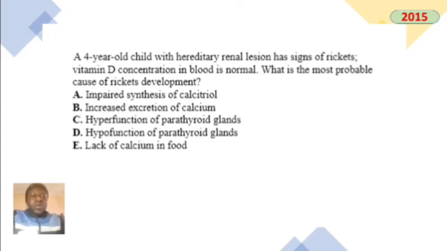What is the most probable cause of rickets development? Right. So if the amount of vitamin D is normal in the blood, what you need to think of is, because you are being told that the patient has hereditary renal lesion, what happens in the kidney?